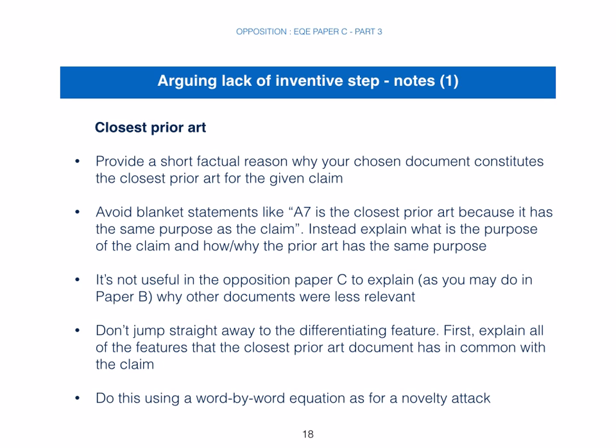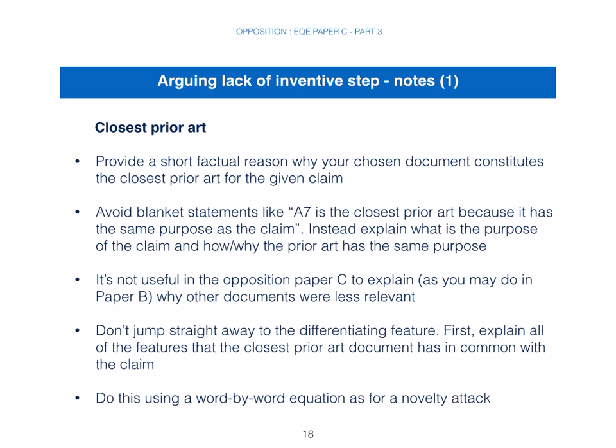You must provide a short factual (I underline factual) reason why your chosen document constitutes the closest prior art for the given claim. You have to avoid blanket statements like "A7 is the closest prior art because it has the same purpose as the claim." Instead, you have to explain what is the purpose of the claim and how or why the prior art has the same purpose. In other words, you have to set out the facts.